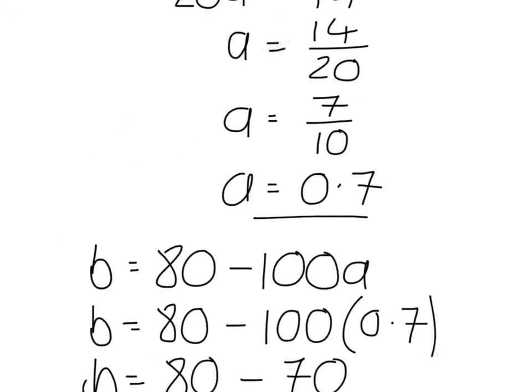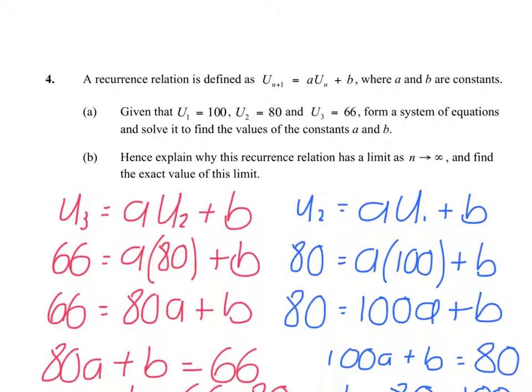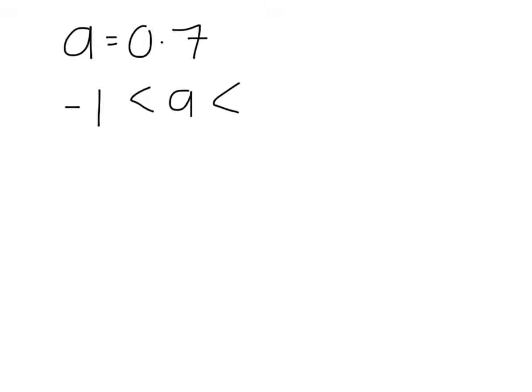Going back to the question. Question part b: hence explain why this recurrence relation has a limit as n tends to infinity and find the exact value of the limit. So moving to the side here, we have found out that a equals 0.7. The definition for a limit to exist is that a has to lie between -1 and 1. Since a is 0.7, that therefore means that a limit exists.